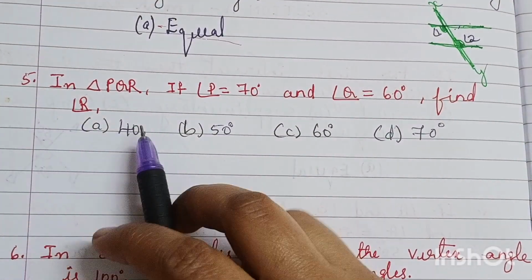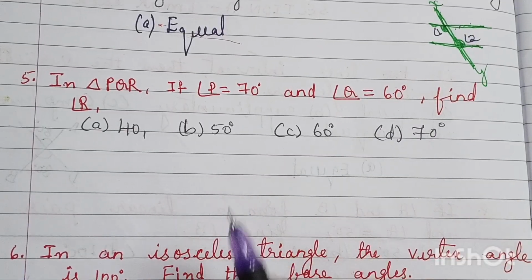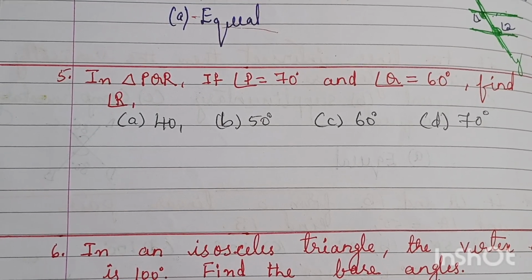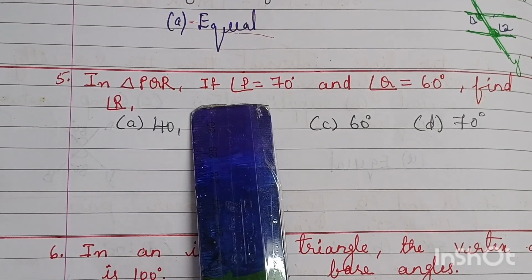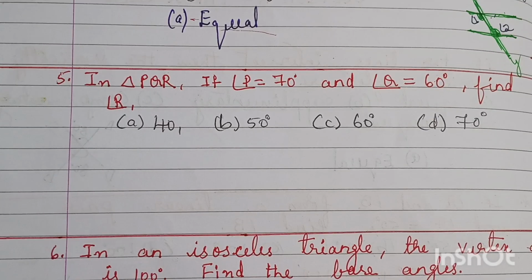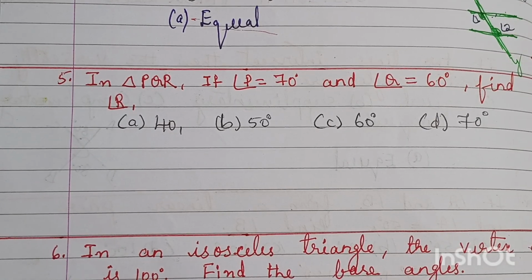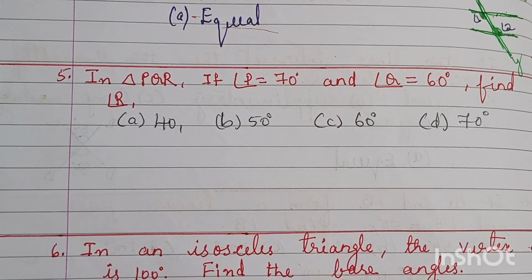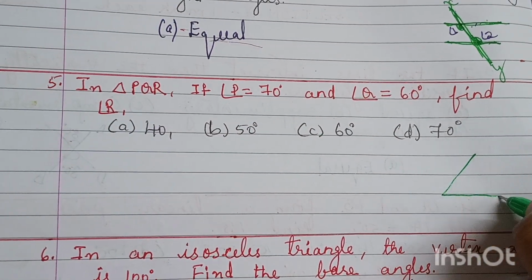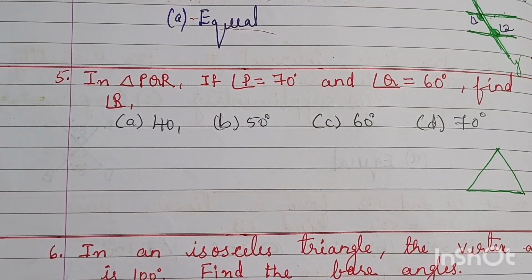In triangle PQR, if angle P is 70 degree and Q is equal to 60, find R. So next question: in triangle PQR, if angle P is 70 degree, angle Q is 60 degree, find angle R. So we should first know the property. In a triangle, the sum of all angles is equal to 180 degree.